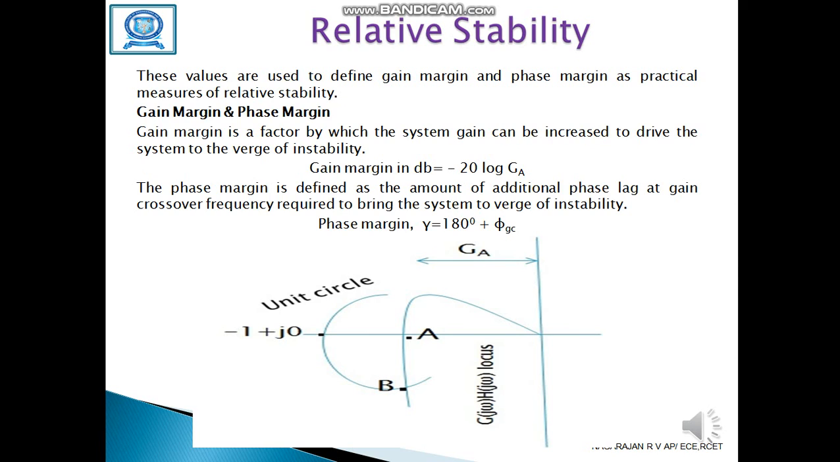Gain margin is the factor by which the system gain can be increased to drive the system to the verge of instability, that is gain margin in dB equal to -20 log Ga. The phase margin is defined as the amount of additional phase lag at the gain crossover frequency required to bring the system towards instability. Phase margin gamma equal to 180 degree plus phi gc, that is at the gain crossover frequency.